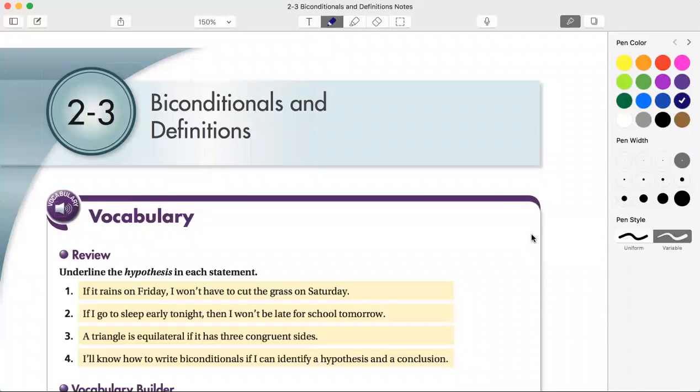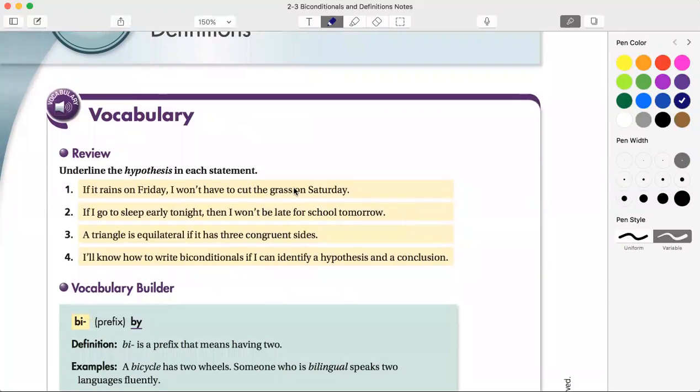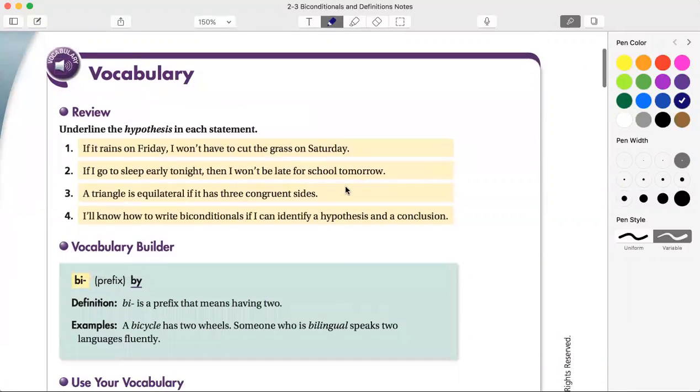All right, we have section 2-3 today, biconditionals and definitions. Okay, so let's review some vocabulary. We're going to underline the hypothesis in each statement. If it rains on Friday, I won't have to cut the grass on Saturday. So, the hypothesis is after the if part: if it rains on Friday.